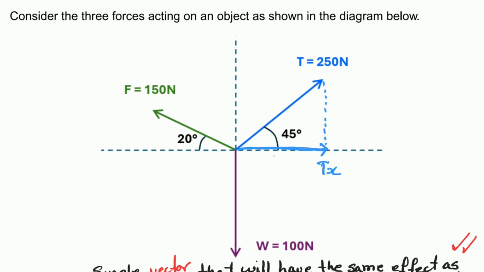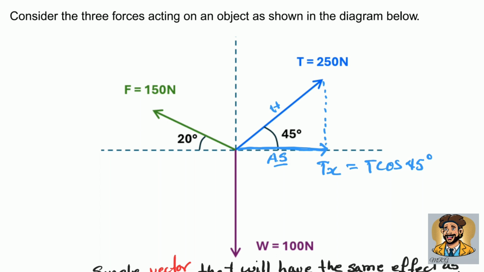You notice that T in X is the adjacent side to that 45 degrees. So in this case, that is going to be equal to T, which in other words is the hypotenuse, multiplied by the cosine of theta, which is 45 degrees. That is the horizontal component of that force called T. All right, now on F, we have the same. This force F is being projected to the x-axis, and we're going to call it F in X, or also the horizontal component of that force F.